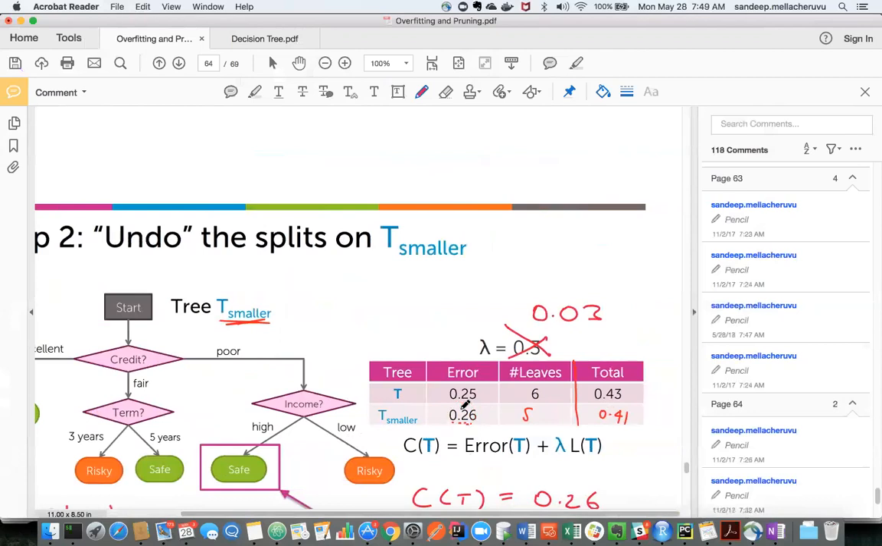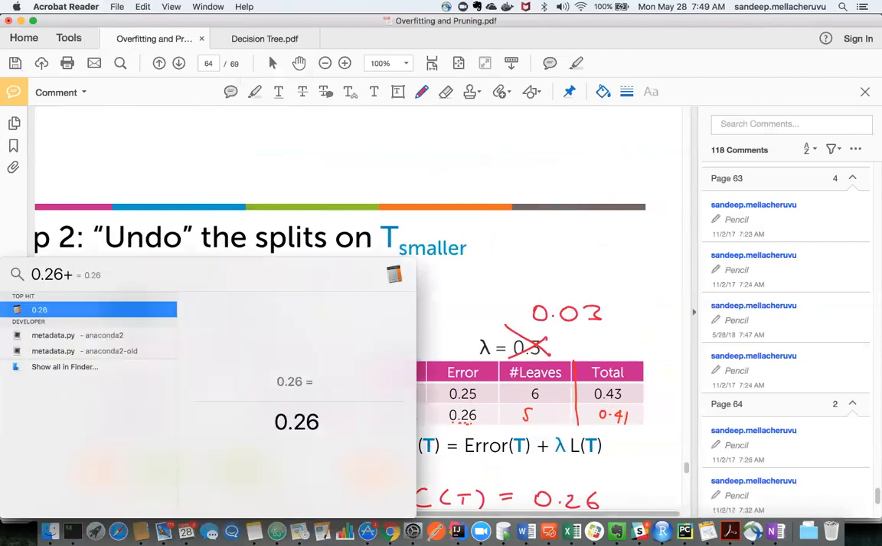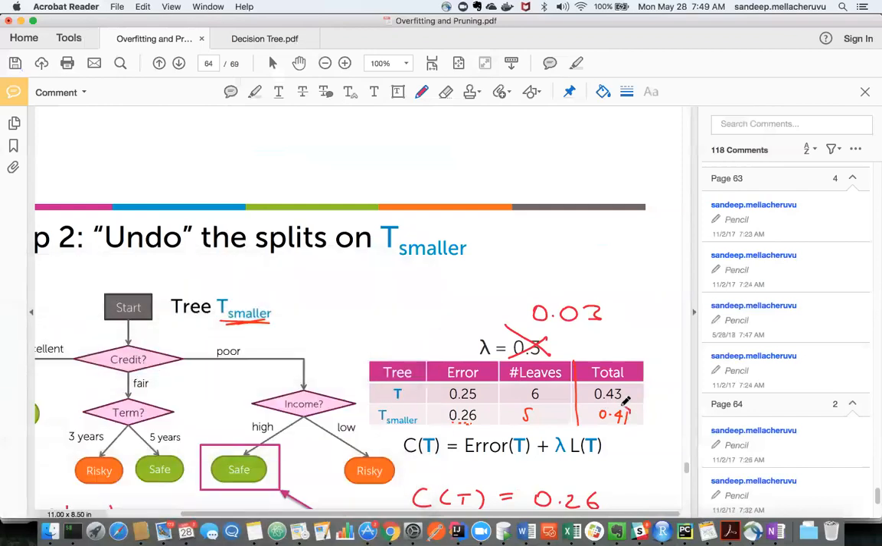Okay. Now what is the total cost after pruning? 0.26 plus number of leaves, which is 5, into lambda. Lambda is 0.03. So your total cost got decreased from 0.43 to 0.41. Now the new total cost is 0.41 after pruning. Are you clear so far or not?